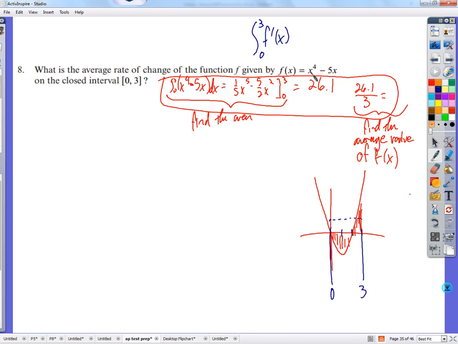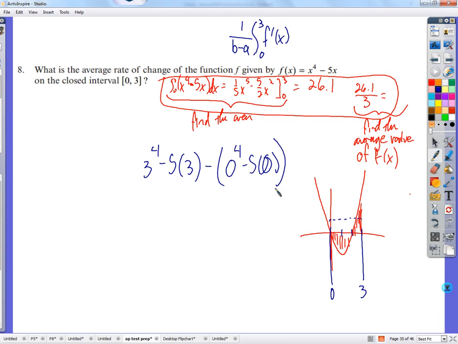Wow. But we want the average, right? So we're going to multiply this by 1 over b minus a. We're going to divide that by b minus a. That make sense? Yes. Okay. So we'll just take 3 to the 4th minus 5 times 3. So it's 81 minus 15, which is 66, and this is 0. 66, and what do we do with 66? Divide by 3.